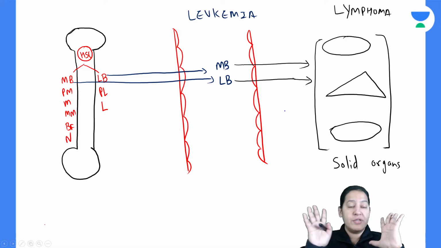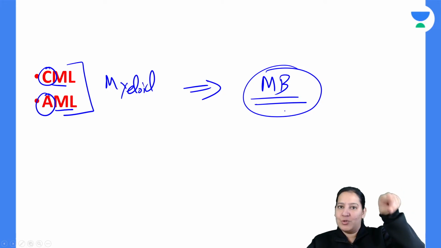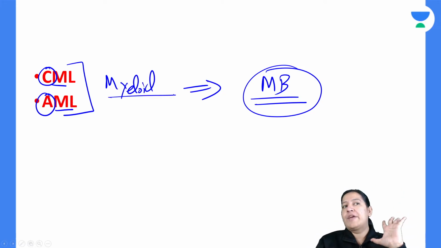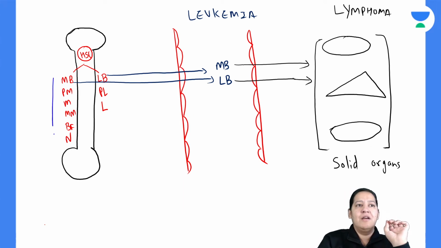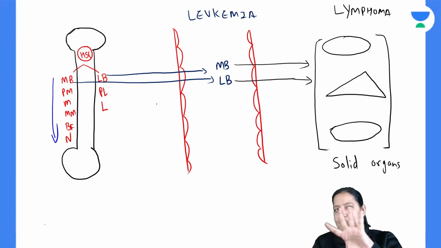Now see, I'm going to tell you the biggest concept here: how to differentiate between these two. Which two? The two types of myeloid leukemia, that is AML and CML. In AML, listen to my words very carefully. In both of them, this is the series which is abnormal. Lymphoid series is not abnormal.